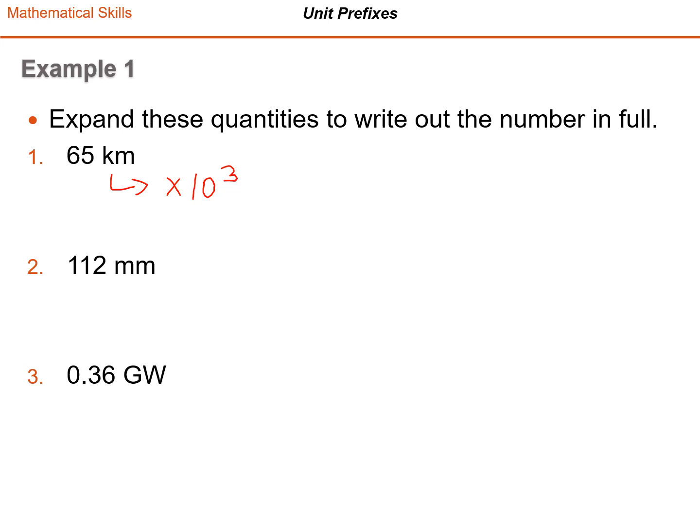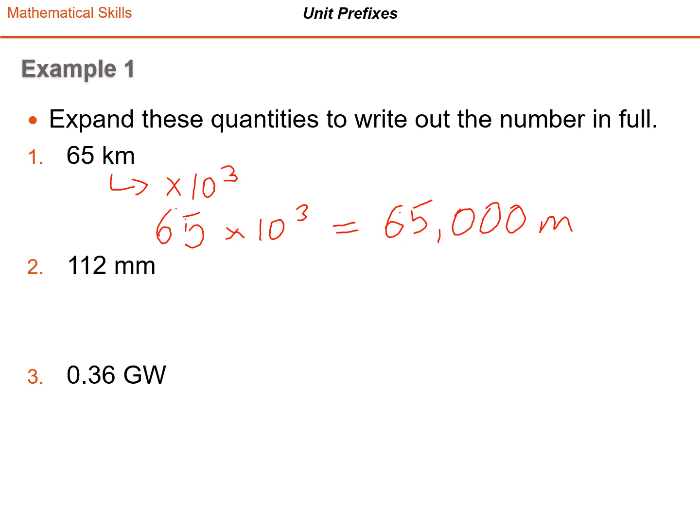So we're going to write here 65 times 10 to the power of 3, and I'm going to write this out as a number in full, and so what we've got here is 65,000, and we must remember that we haven't got rid of that m, so we keep that and we call it 65,000 meters. Let's take a look at the next one.